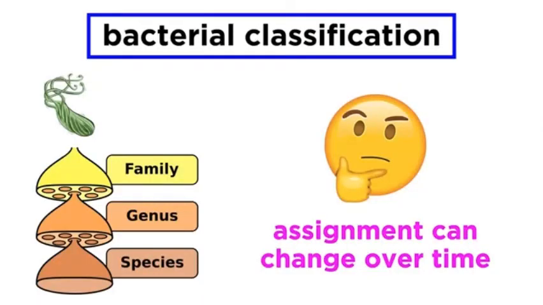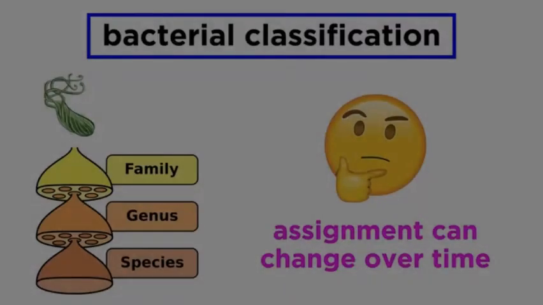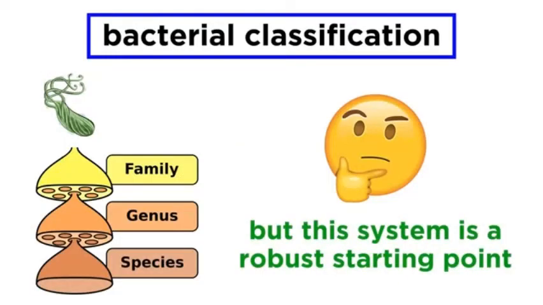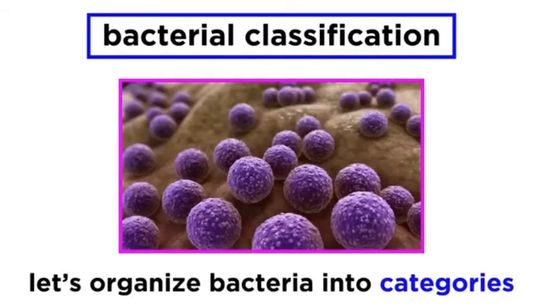Now, here's the thing. Bacterial classification into families, genera, and species changes all the time, evolving. Generally speaking, however, our classification system is a robust starting point. Using all of these techniques we discussed, we can organize bacteria into categories and predict their pathogenic capabilities. Let's look at some of these categories for medically important bacteria.